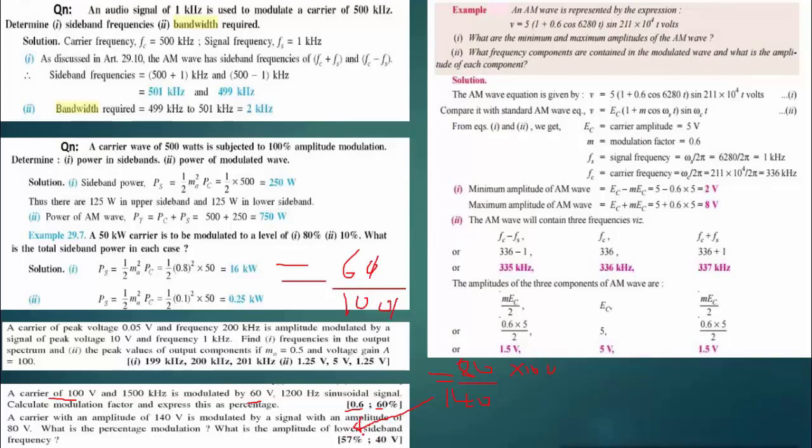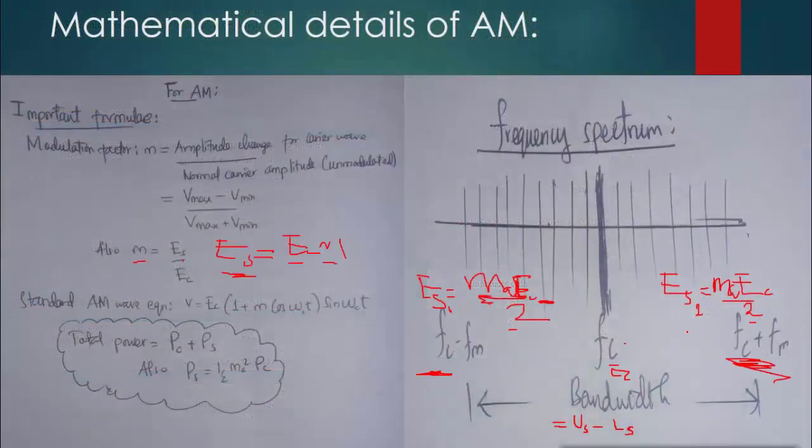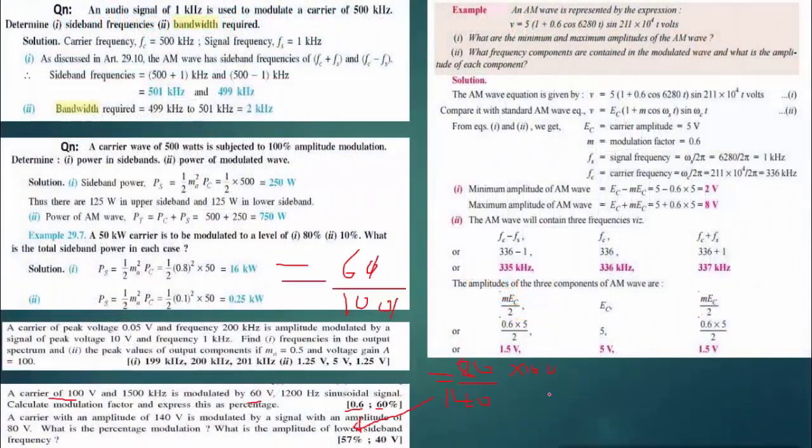Again, we have the amplitude of the lower sideband. As I said here, if you want to get the amplitude of the lower sideband voltage, you use this formula. So we take our modulation factor of 57 percent, which is 0.57, because we have to express the percentage as a fraction, times E, the peak of the carrier, which is 140, divided by 2. So we get our answer as there, that is, the answer is 40.